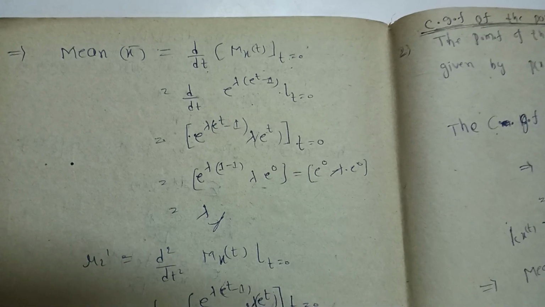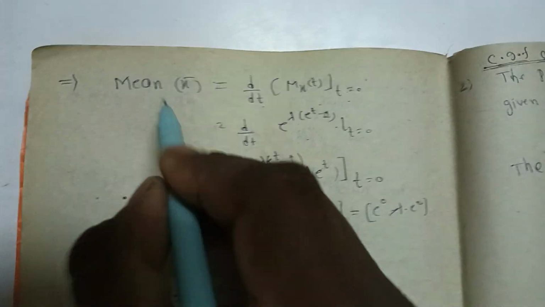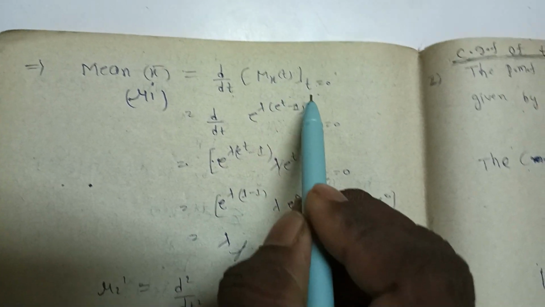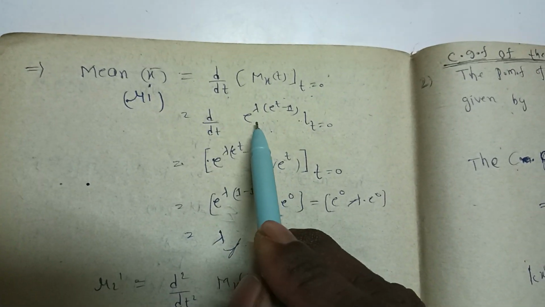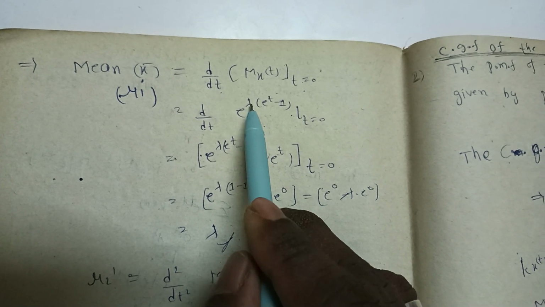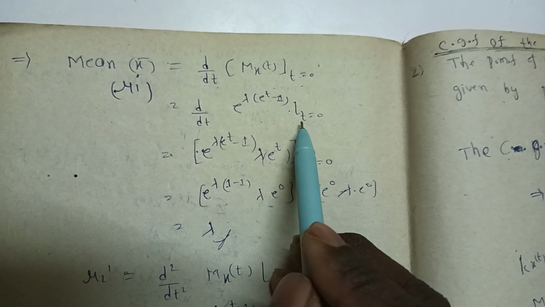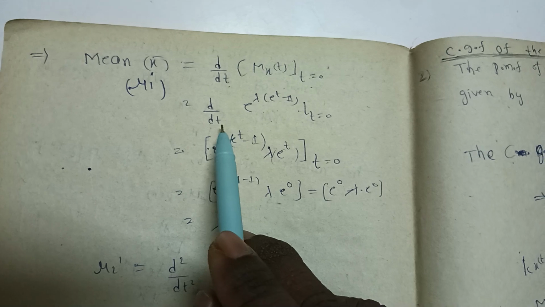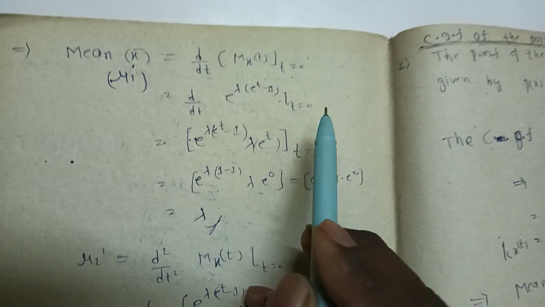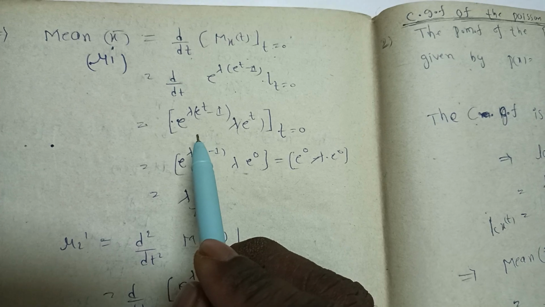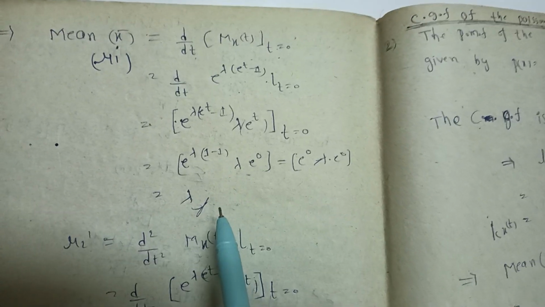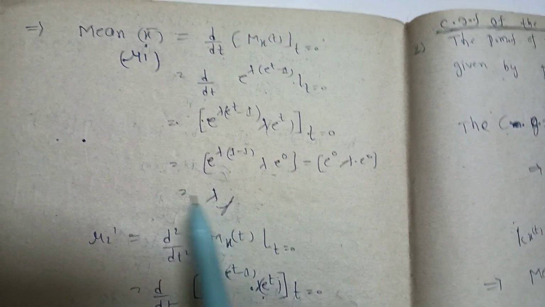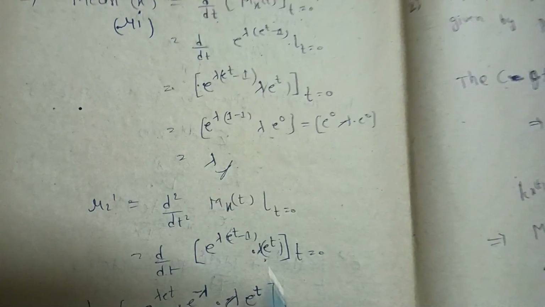From that we have to derive the mean value, or else we can say mu 1 dash. So d by dt of M x of t at t equals 0. D by dt of M x of t, what we got, e to the power of lambda times e to the power of t minus 1, and at t equals 0 you have to differentiate with respect to t, and put the value t equals 0. So if you apply the formula over here, then you will get the value as lambda. Okay, the mean of the Poisson distribution is lambda.